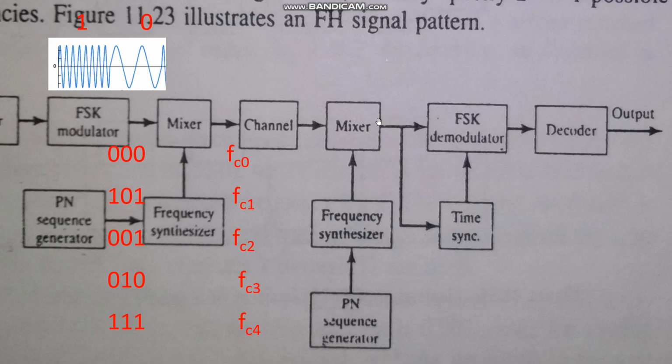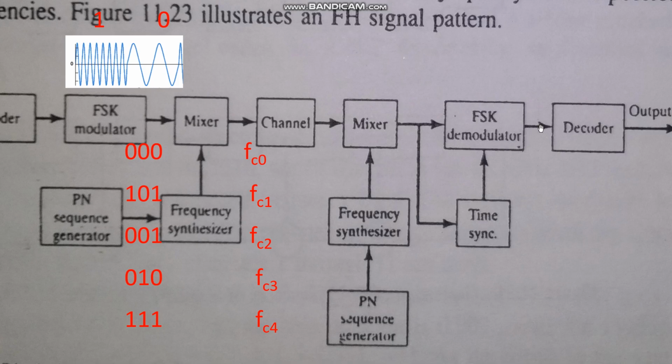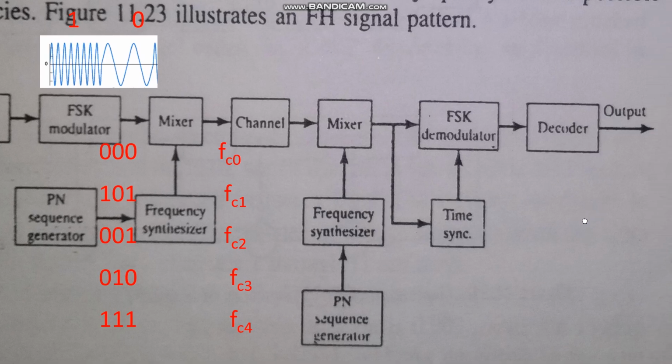Again, when we apply this signal to the FSK demodulator with timing synchronization, as used at the transmitter, we can easily demodulate the signal as bit 1, and this bit is not directly transmitted, right? It is encoded, correct? So it is given here to the decoder, which will decode the signal, and the output can be used by any intended user.